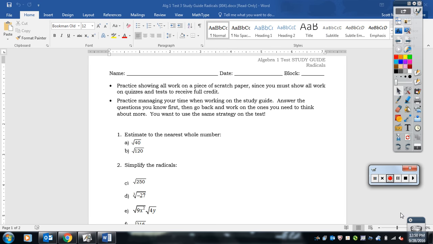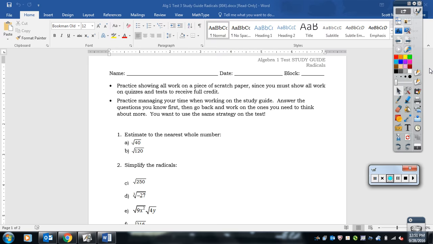This is the study guide for the radicals test for Algebra 1. So we'll go through these. This unit is obviously on square roots and cube roots. There are multiple ways to do them. I'll try to alternate back and forth between different ways to do them so you can see. Some ways are more efficient than others, but I'll try to go through all of them.